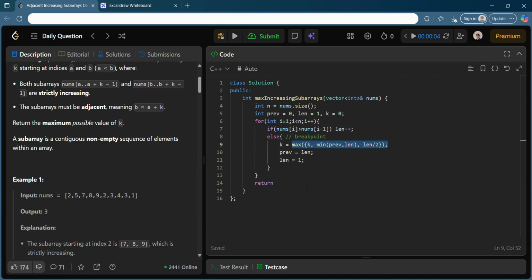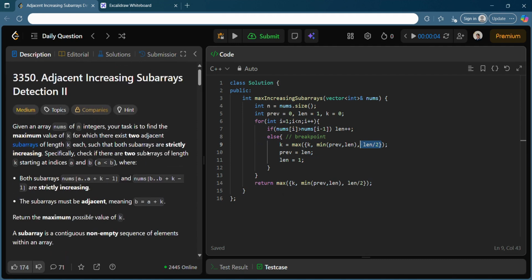Because what if my whole array is strictly increasing, then I would never reach into this else statement to the breakpoint, and in that case I need this length by 2. If my whole array is increasing, then half of my array can contribute to those two subarrays. Okay, half and half of the array if I place adjacently, they can contribute to it, and yeah, I could have done this also. So if I try to directly submit it, will it work?